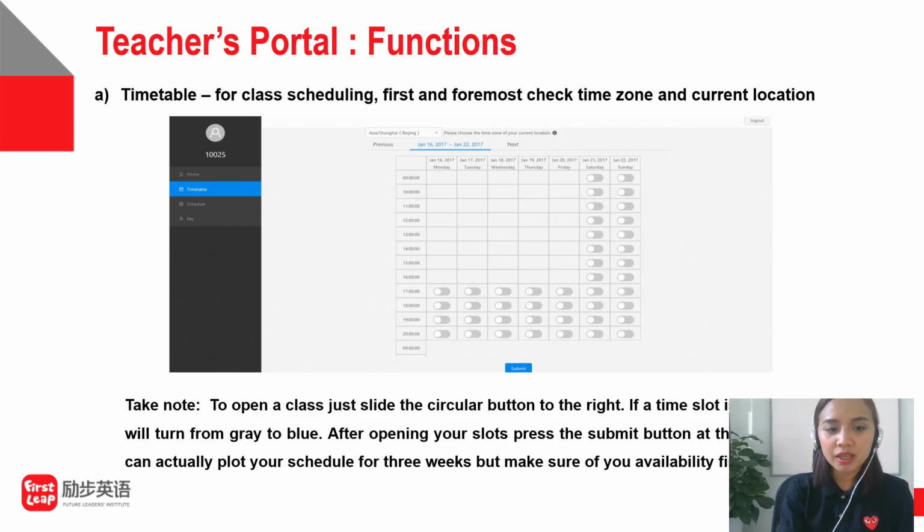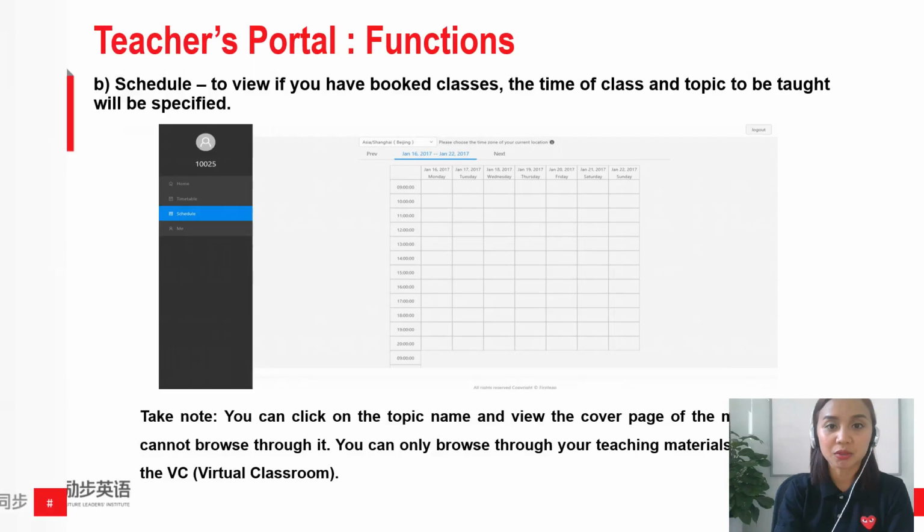That's the blue one. You can actually plot your schedule for 3 weeks in advance, but make sure of your availability first. So we don't have any minimum number of schedules open. Also, there is no maximum. As long as you're sure that you're available on those times, then feel free to open them. But if you think that there are times of the day that your schedule is too tight and there's a possibility of you not making it to class on time, better yet, close that one. Okay, do not open the schedule.